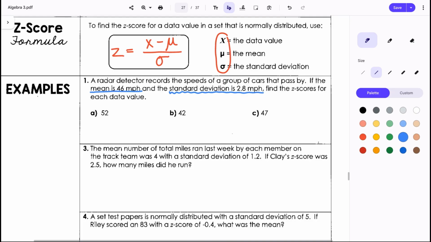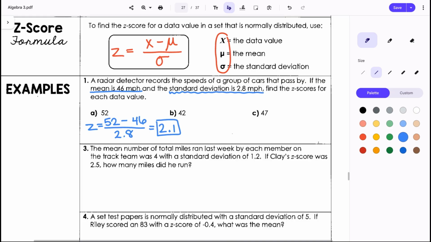Okay, so for part A, 52 is going to go in for that x. You're going to subtract the mean, which is 46, and you're going to divide by the standard deviation, which is 2.8. Okay, and this is going to give us our z-score. So 52 minus 46 is going to be 6, and then you divide that by 2.8. And if I round here, 2.1 is my z-score. So finding a z-score should not be super challenging as long as you have all that information. Again, if they didn't give me all that, then I would have to go back and do some work, but they're probably not going to do that.